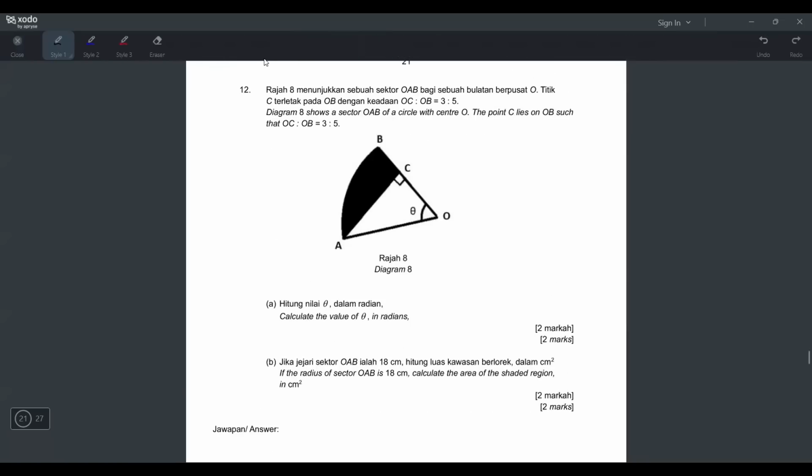Okay, let's do number 12. This looks like a circular measure question. Diagram 8 shows a sector OAB of circle with center O. All right, so this is a sector. A sector consists of 3 lines: two radii and an arc. And the radius must be the same length.